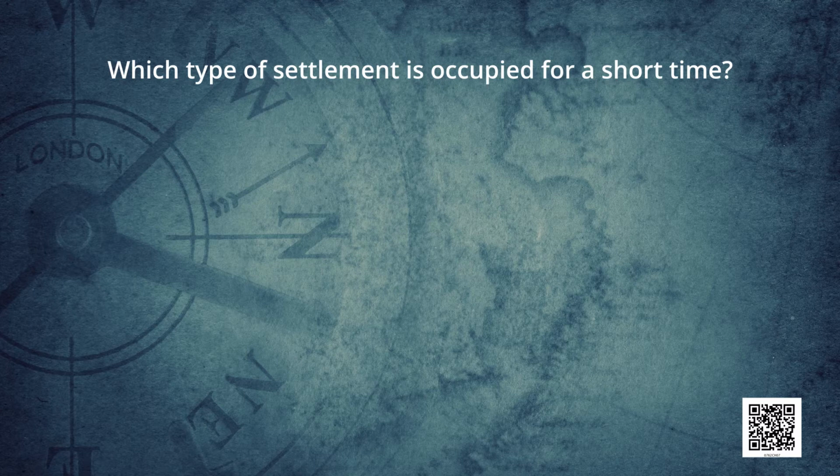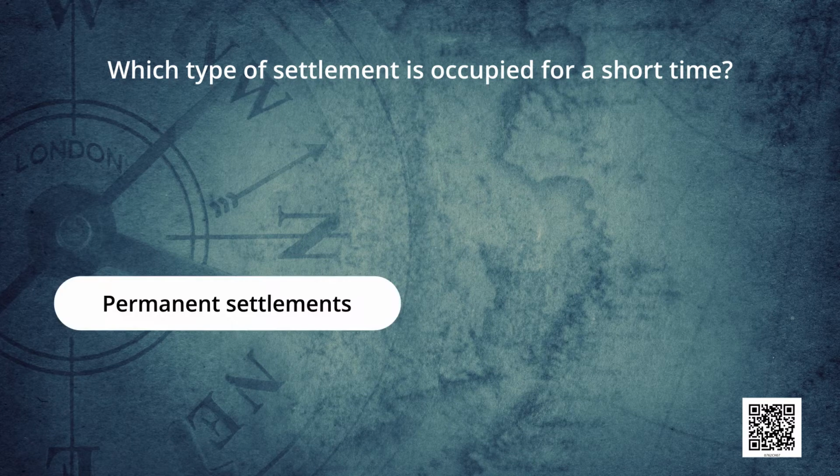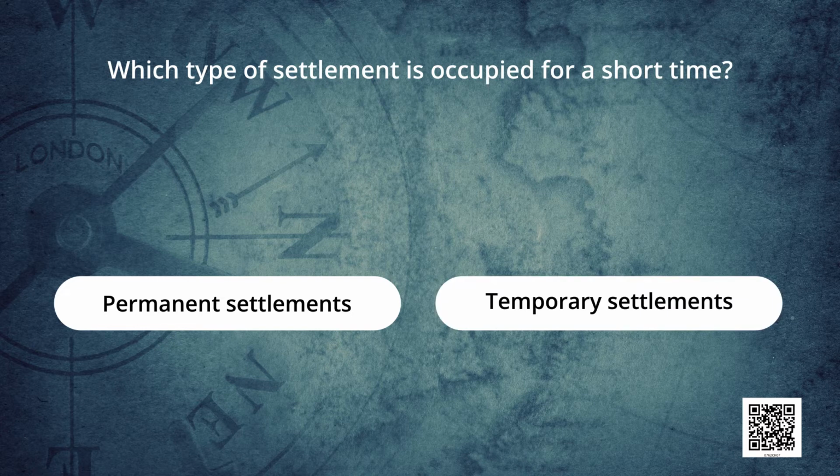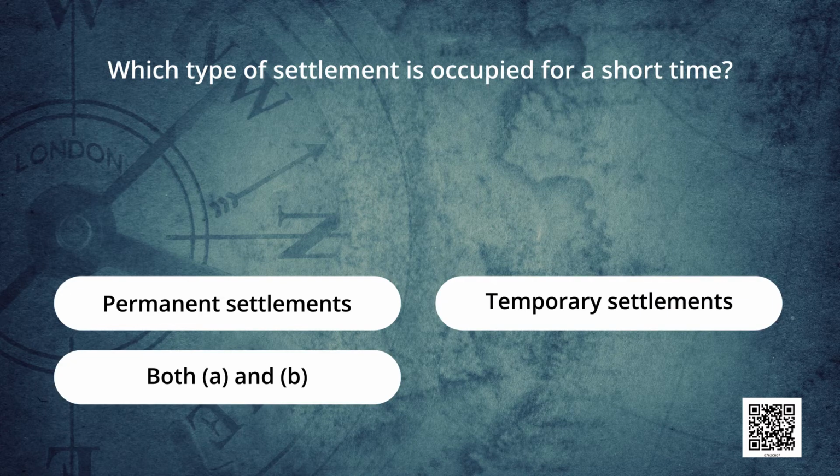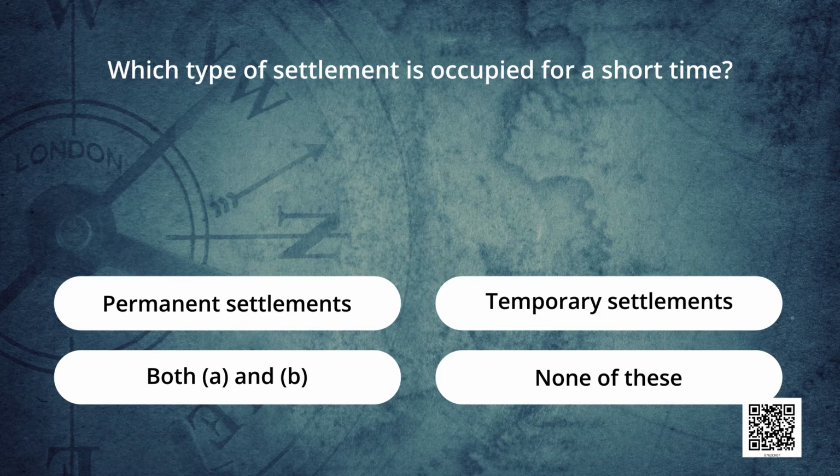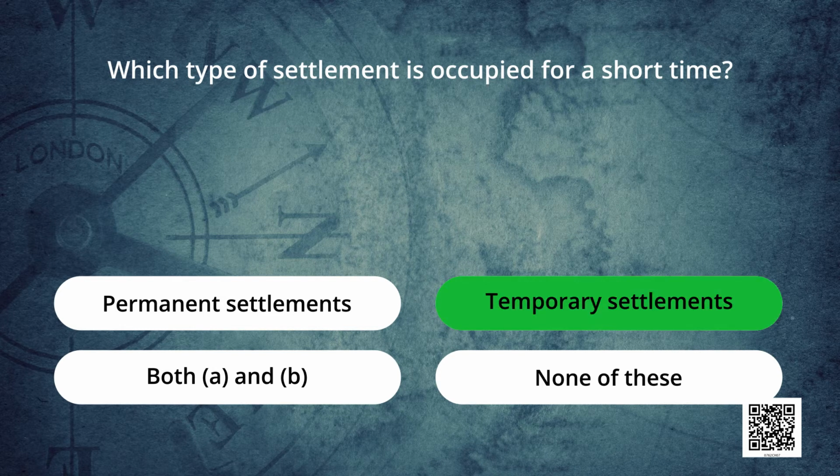Moving on, which type of settlement is occupied for a short time? Permanent settlement, temporary settlement, both A and B, or none of them? Yes, it is actually the temporary settlements which are occupied for a short time.